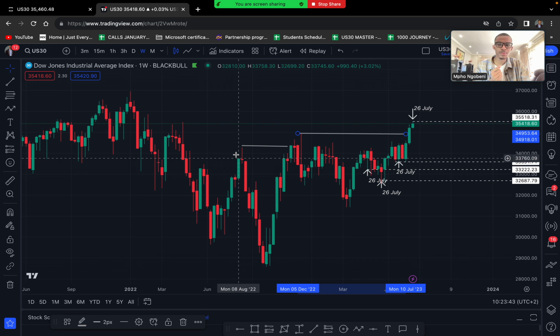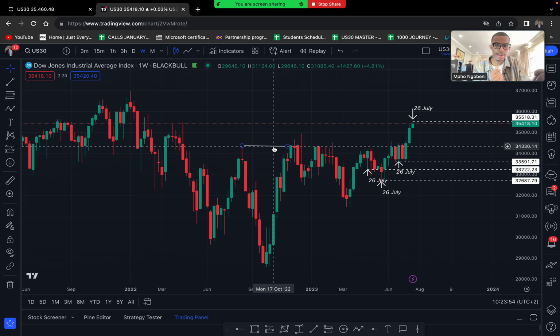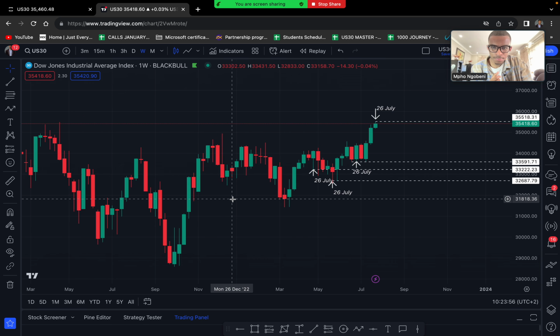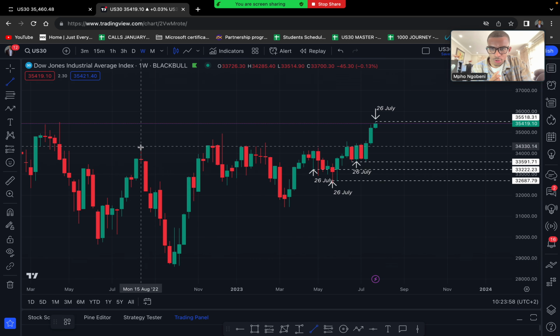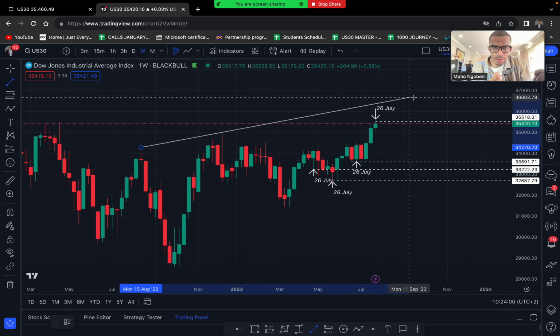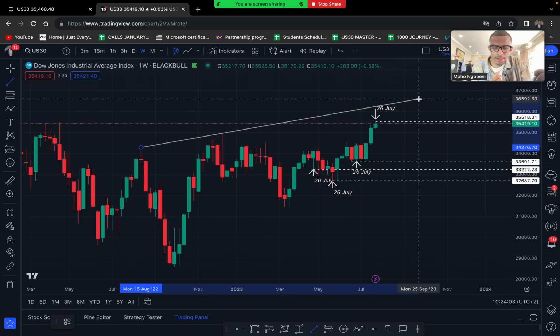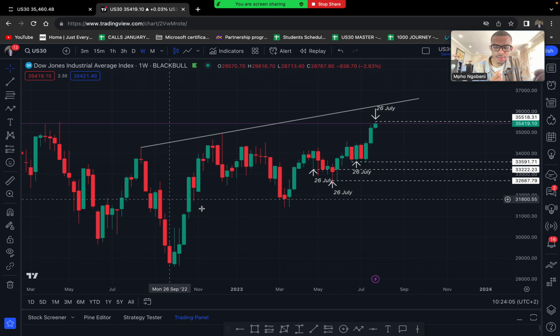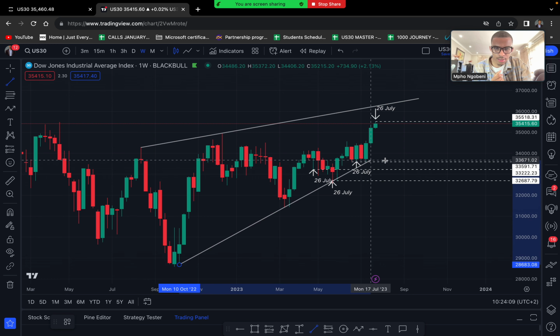If you can check, we went low, we broke the structure, we went low, we broke the structure. So we're in an uptrend. Already we can try to draw a trend right there. We can try to draw a trend. Also have a trend right there.